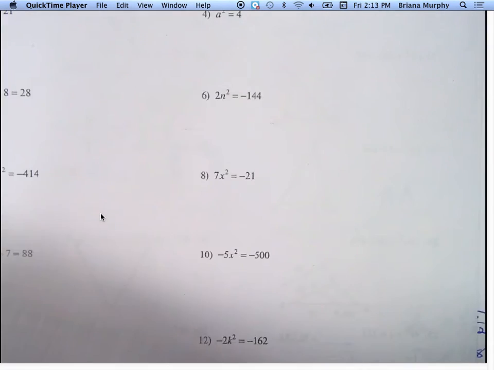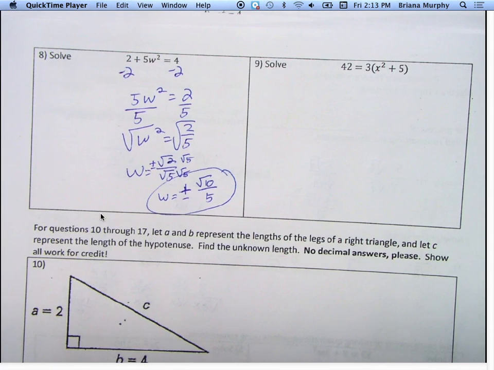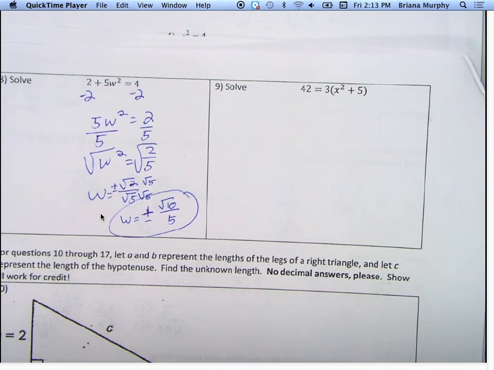Okay. Let's try some stuff with Pythagorean theorem. We started it the other day, but there's a lot more here. What about number 9? How do you do that? Divide by 3, subtract 5, take the square root. Did you do that yesterday? No. Okay. Well, it's like on the outside, so. All right. So let's do it then.